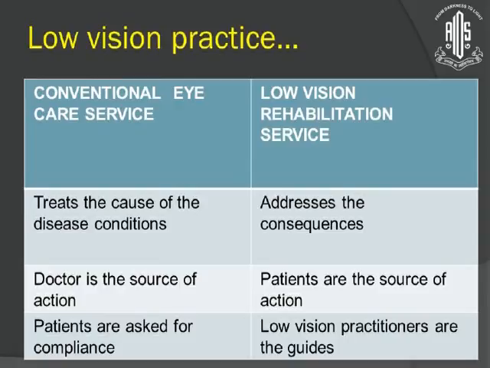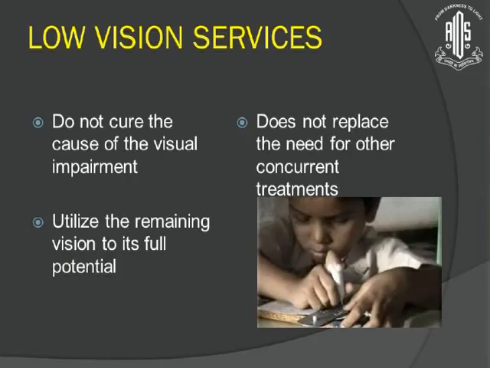In conventional eye care, the doctor is the source of action and patients are asked to put in the drops, come for surgery, come for follow-ups, that kind of thing. But in low vision rehabilitation, low vision practitioners are the guides and patients are the source of action. Low vision services do not cure the cause of visual impairment, nor do they replace the need for other concurrent treatments. What they do is utilize the remaining vision to its full potential.